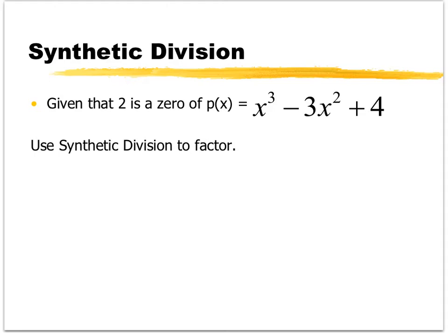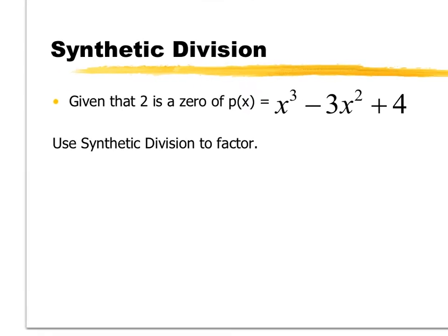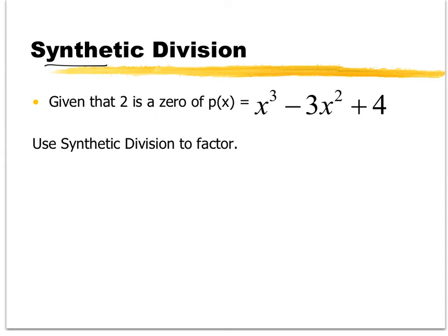Okay, so we're going to do an example here. It says that, one, we're going to use synthetic division. Okay? It says given that 2 is a 0. So we know 2 is a 0.